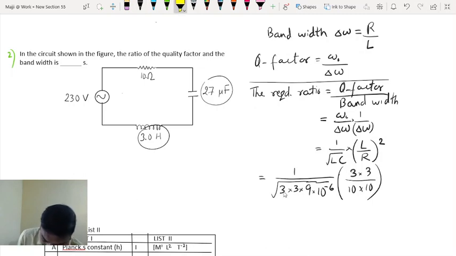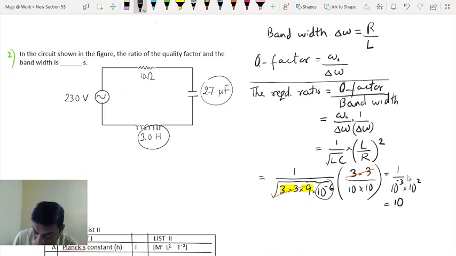As you can see, this is a perfect square. 9 into 9, square root will be 9 exactly. And that 9 will get cancelled with this 9. So finally we will be left with 10 power minus 6, square root will be 10 power minus 3, and here you have 10 power 2. So 10 power minus 3 goes up, becomes 10 power plus 3. So 1000 by 100 is 10 seconds. So the correct answer is 10 seconds. I hope that is clear.